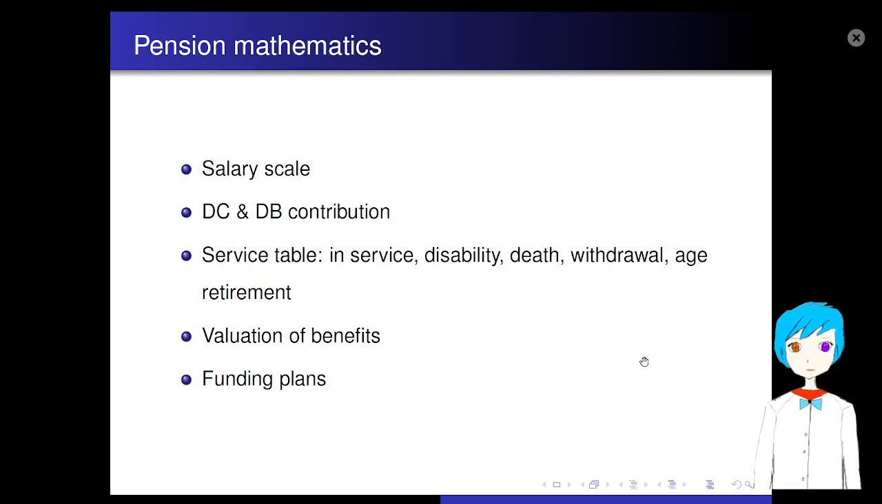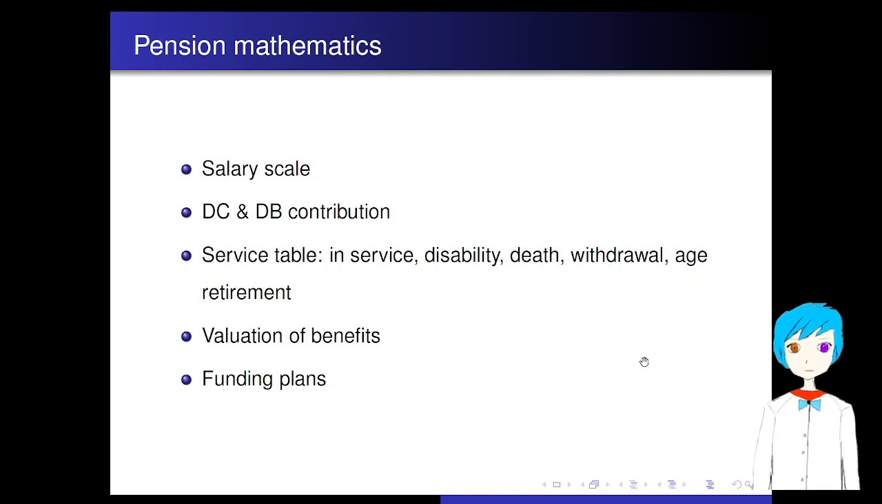The next chapter is pension mathematics. It is a special case of the multiple state model. First, we learned the salary scale, from which we can estimate an employee's future salary given its current salary and the growth in the salary. We also have the defined contribution and defined benefit plans. The defined contribution is that the contribution from the employer and from the employee is definite, and the defined benefit plan is that the retirement benefit is defined after several years of service.